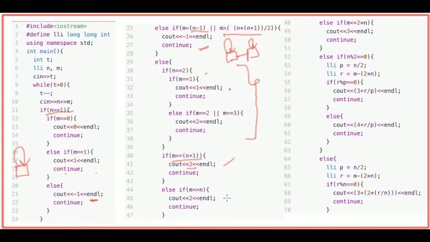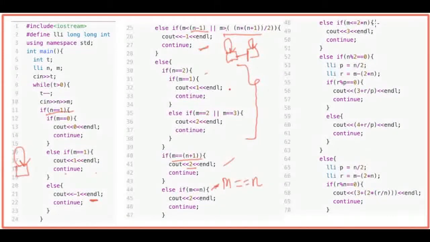If m is less than or equal to n, so basically this is nothing but equal to n only, because if it is less than n minus 1, the answer will be -1. So basically this is m equal to n, and your answer will be 2 then.